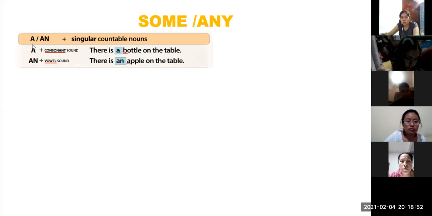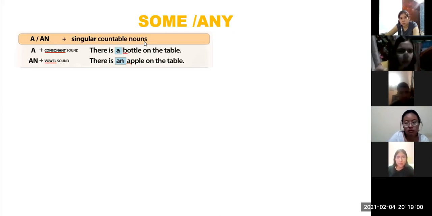Okay, we use a or an for singular countable nouns. Remember that we use a when we have a word that starts with a consonant. For example, bottle. Okay, so here we have a consonant. There is a bottle on the table. Then we use an when we have a word that starts with a vowel. There is an apple on the table, right? Esto es algo que ya ustedes saben. A for consonants and an for vowels. Very good. Let's go to the next part.